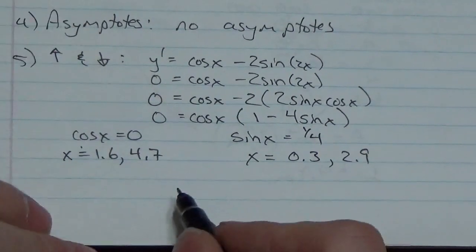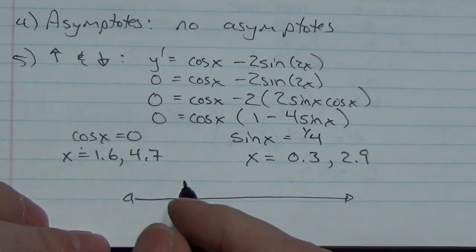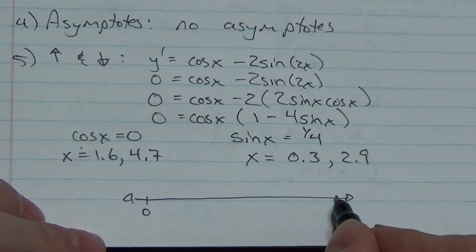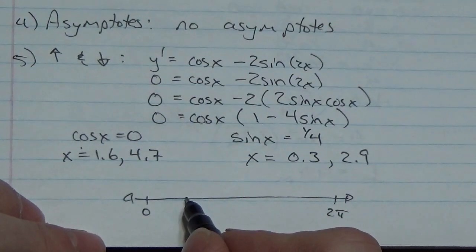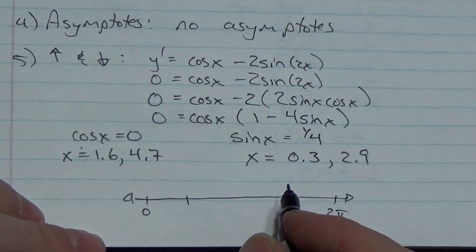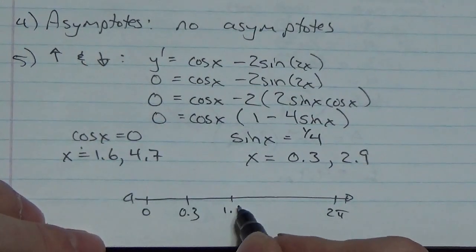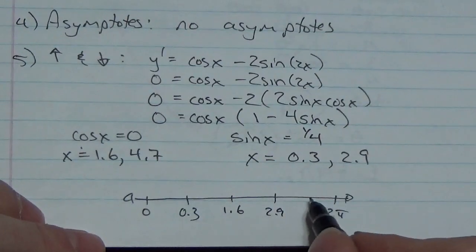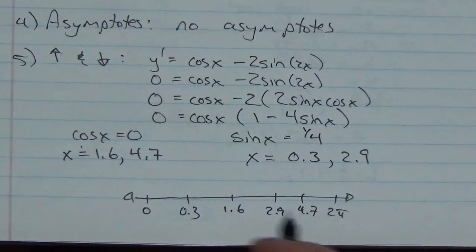So what I would do here normally is I would put out my number line here, and I would identify the different values here, starting at 0 and ending out here at 2 pi. So if I put these in order here, what have I got? I've got this 0.3 first. And then I've got this 1.6, 2.9, and then I've got this 4.7 right here. My spacing's not great, but that's okay.